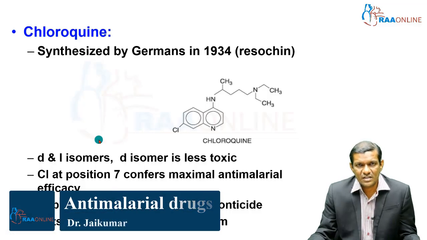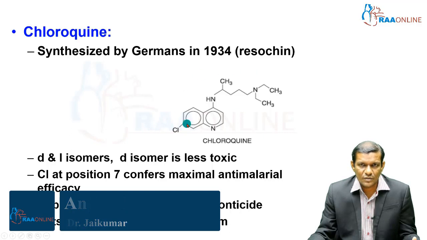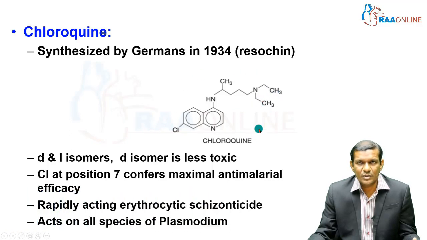Chloroquine is mainly synthesized by Germans, as I told you, under the name Resochin. You can see the structure of chloroquine. Chloro is nothing but chlorine. So it has this chlorine atom at the 7th position, and that confers maximal antimalarial efficacy because of this chlorine at the 7th carbon position.